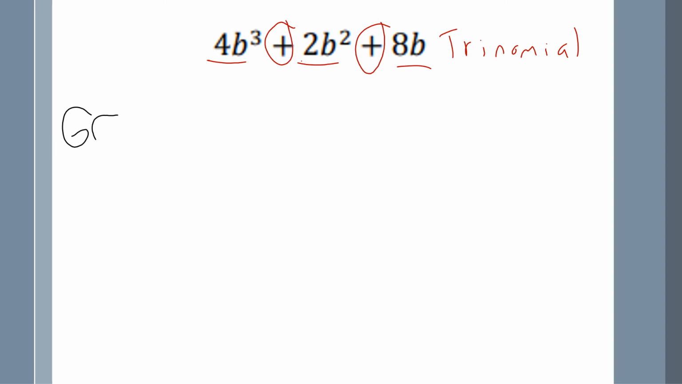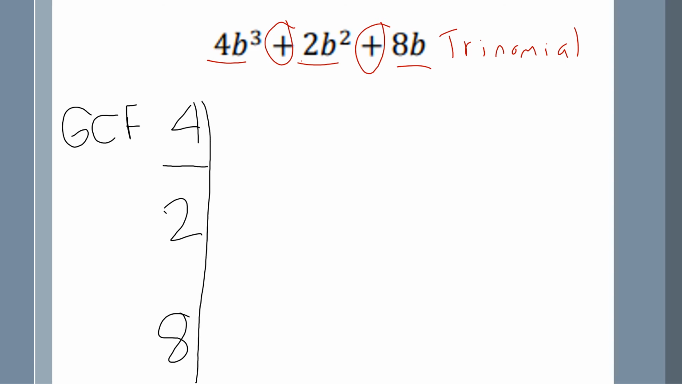Greatest common factor. Both 4, 2, and 8. So let's list our factors. No, let's do it the other way. I'm tripping. Let's be neat about it. 4, 2, and 8. You don't have to do this at all. I'm doing this just to be nice.